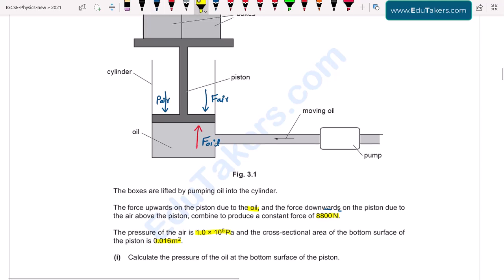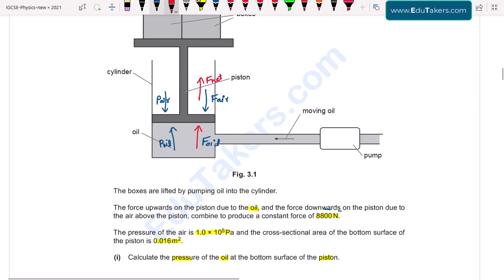Part 1. Calculate the pressure of the oil at the bottom surface of the piston. Here we have to calculate the pressure which is due to the oil. So it means that we have to calculate this pressure. There are basically two forces acting on this piston, one upward force and one downward force. The total force will be the difference of these forces, because the piston is moving upward, because it has to lift the boxes. So the net force must be acting in the upward direction.